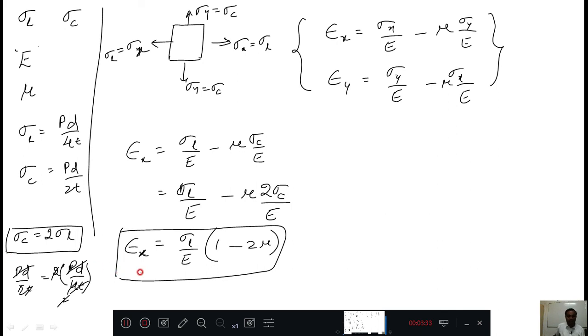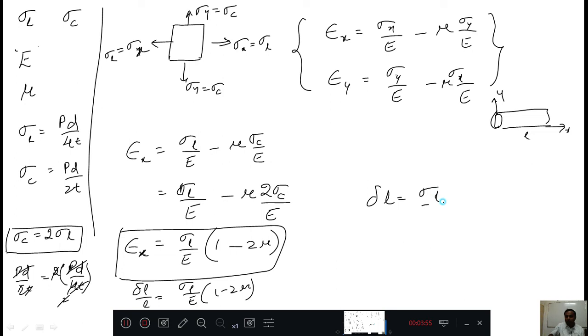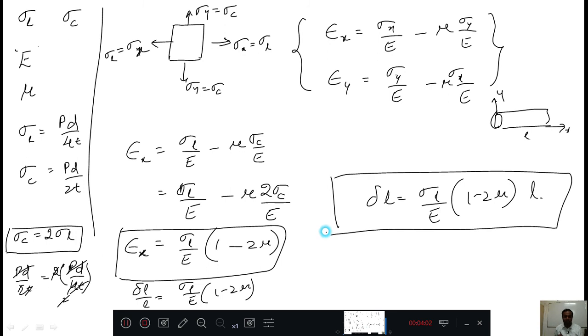If you want change in length: see, this is a cylinder. If I consider this as x and this as y, then the x direction means length. Therefore, change in length divided by original length is equal to sigma L by E into 1 minus 2 mu. Then the expression for change in length is equal to sigma L by E into 1 minus 2 mu into length. This is your expression for change in length. Any doubts? No doubts. Thank you.